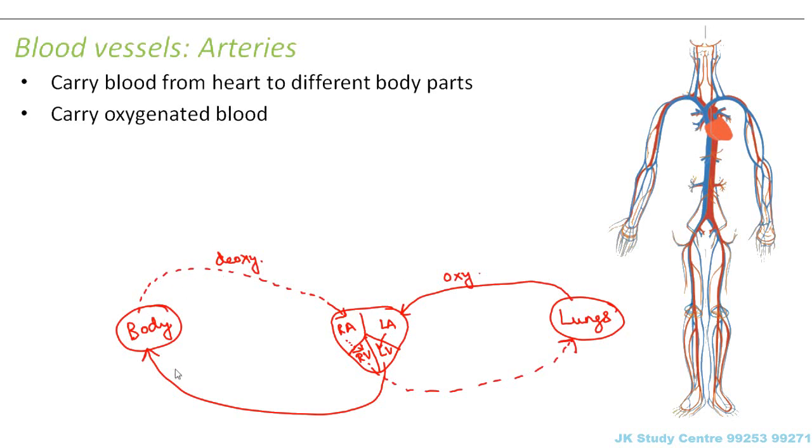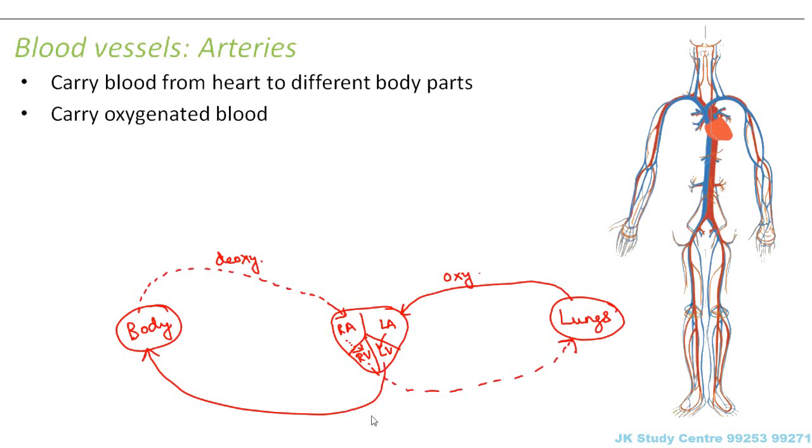Now who is actually going to carry these oxygenated blood from lungs to the left auricle or this deoxygenated blood from right ventricle to lungs? Who is actually going to carry them? They are going to be carried by the blood vessels. So artery is the one which carries the blood from heart to different body parts.